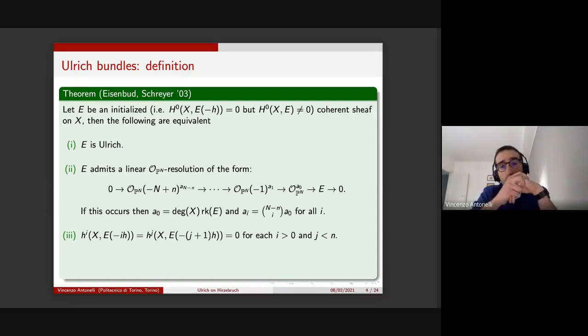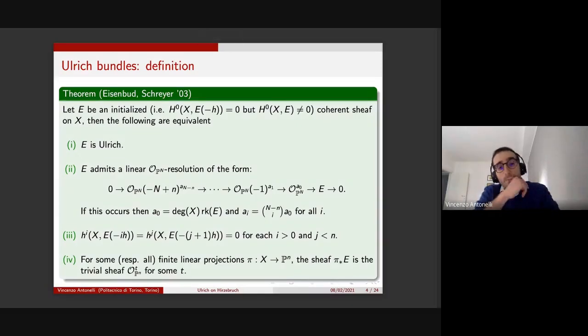And actually these vanishings imply that you have a lot of vanishings, not only these 4 in the case of surfaces, but we will see in the particular case of Hirzebruch surfaces, what is the cohomology table of an Ulrich bundle. And the last one is that for some finite linear projection, then the direct image of the sheaf is trivial.